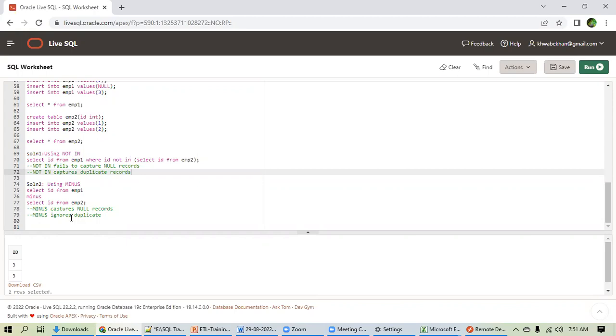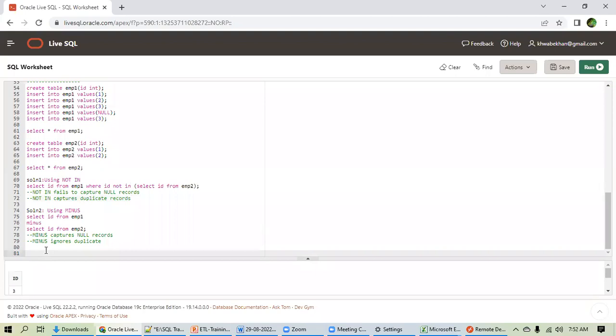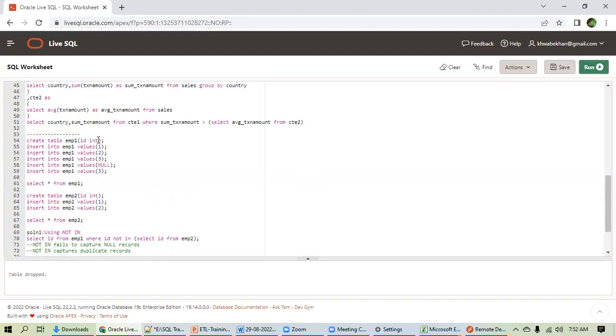So this is your minus operator. That's all. Do you have any question? No. Okay. If you don't have a question now, I'll do a little bit of a twist here. Now we'll change the structure of this table. Top table employee 1, top table employee 2. Now in this employee 1 table, I want to add name as well. Name varchar 50.